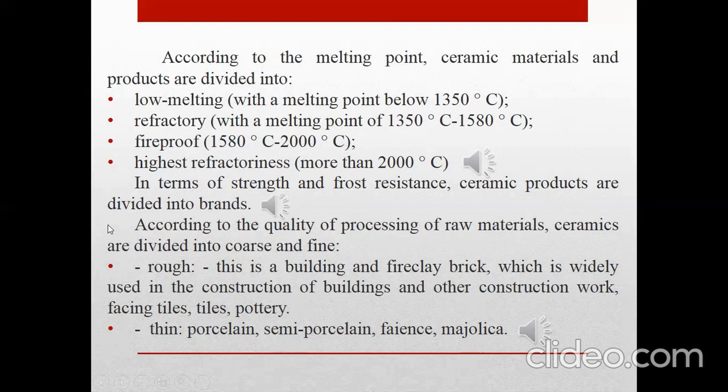In terms of strength and frost resistance, ceramic products are divided into brands. According to the quality of processing of raw materials, ceramics are divided into coarse and fine. Coarse is building and fire clay brick, which is widely used in the construction of buildings and other construction work, facing tiles, pottery. Fine: porcelain, semi-porcelain, faience, majolica.